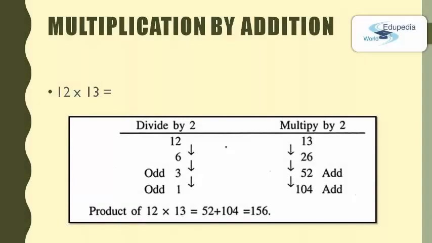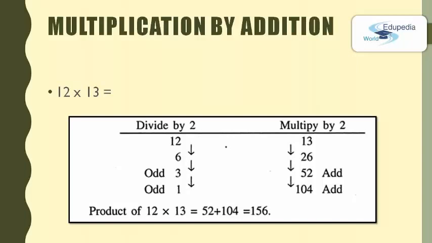Let's take another example to clarify more on this. 12 multiplied by 13. In the left hand side, we start from 12. It is an even number. We divide 12 by 2, the quotient is 6. It is also an even number. We divide 6 by 2, the quotient is 3. It is an odd number. We divide 3 by 2, the quotient is 1, and it is also an odd number, and we stop right there. And here, in the left-hand side, we got 4 rows.